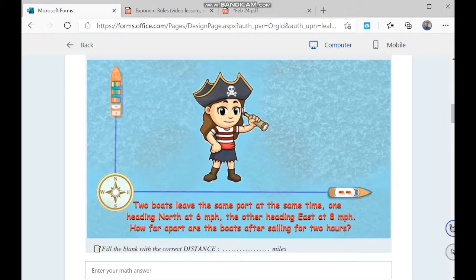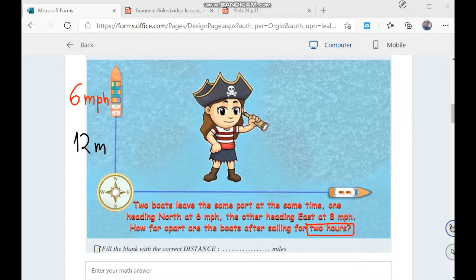Well, to find the answer, we need to find first the distances, okay? We know that the boat that's going up, heading north, is moving at 6 miles per hour. And they are sailing for 2 hours. If they are sailing for 2 hours, you're going to multiply 6 miles per hour times 2 hours, and you're going to find 6 times 2, 12 miles. This is the distance the first boat traveled.